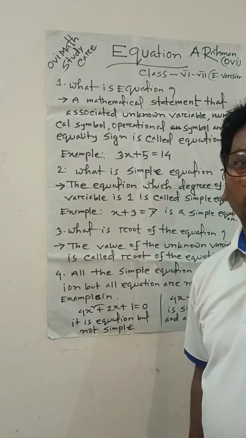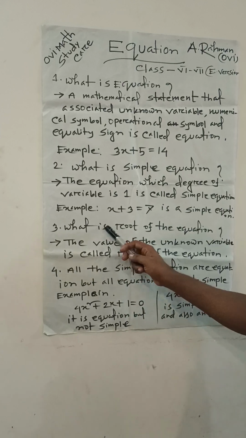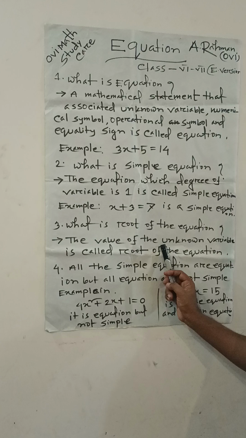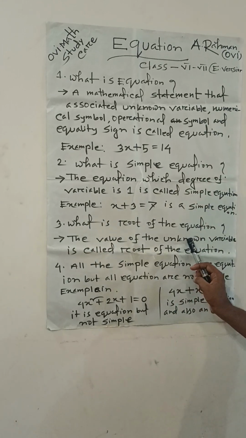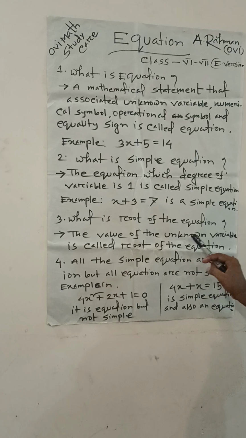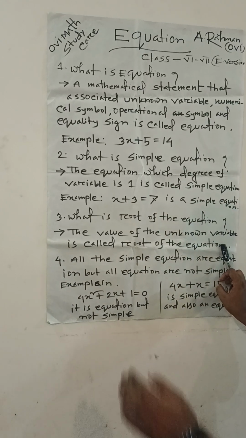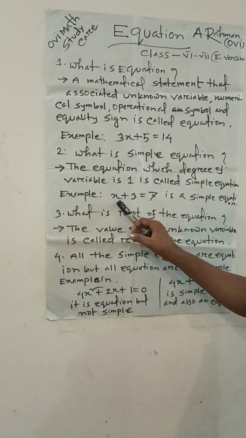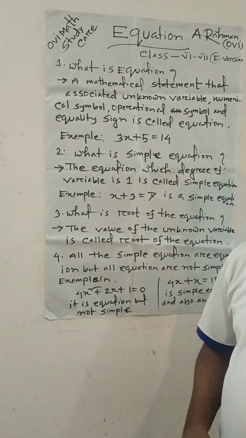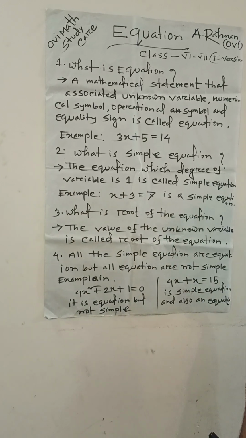So our next question, what is the root of the equation? The value of unknown variable. What is the unknown variable here? Here x is unknown variable. The value of unknown variable is called root of the equation. So the value of x, y, z, these kinds of symbol, unknown variable, the value of x, y, z, these are called root of the equation.